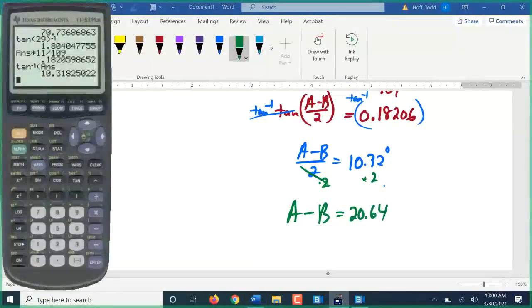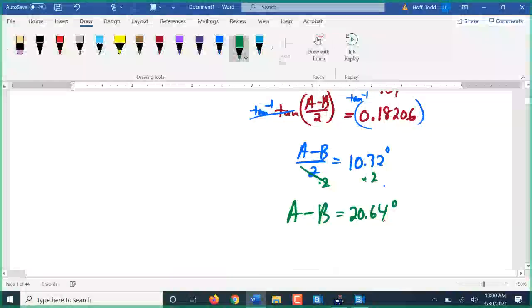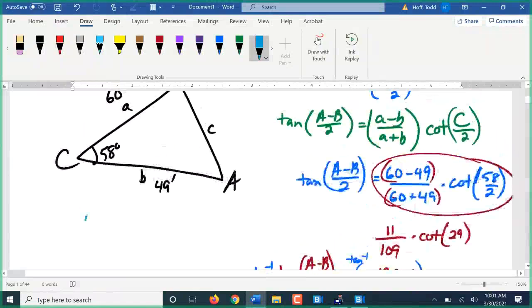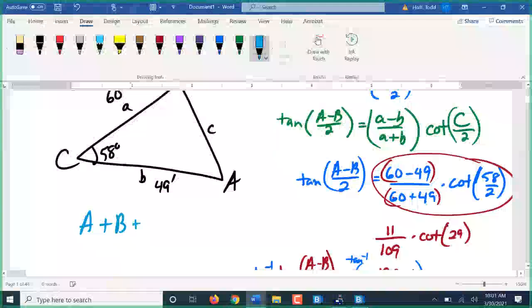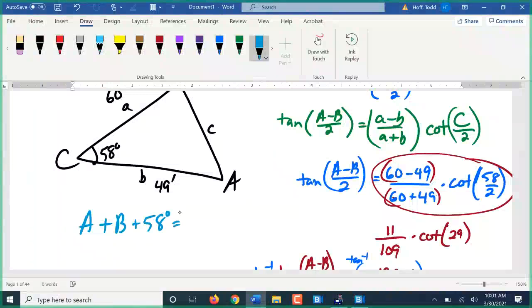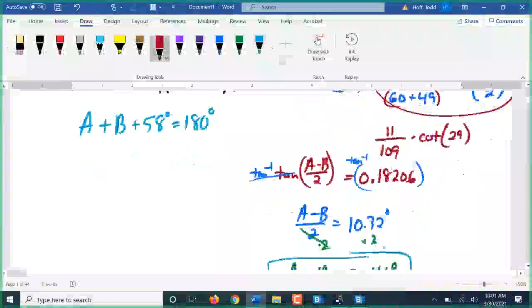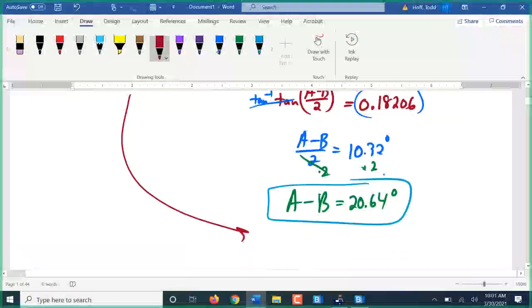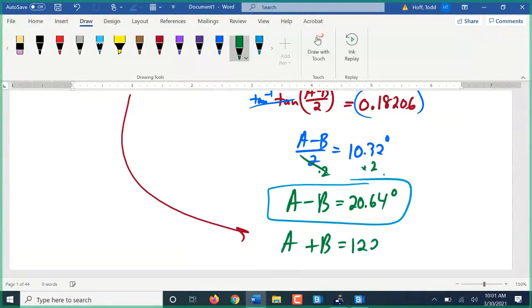Make sure that's how it multiplies out. So a minus b is 20.64 degrees. So you might be thinking, well, how does that help us much? Well, because I know from angle addition, a plus b plus 58 degrees equals 180, because that's the sum for the whole circle. So that gives me that a plus b equals 122 degrees. That's 180 minus the 58.